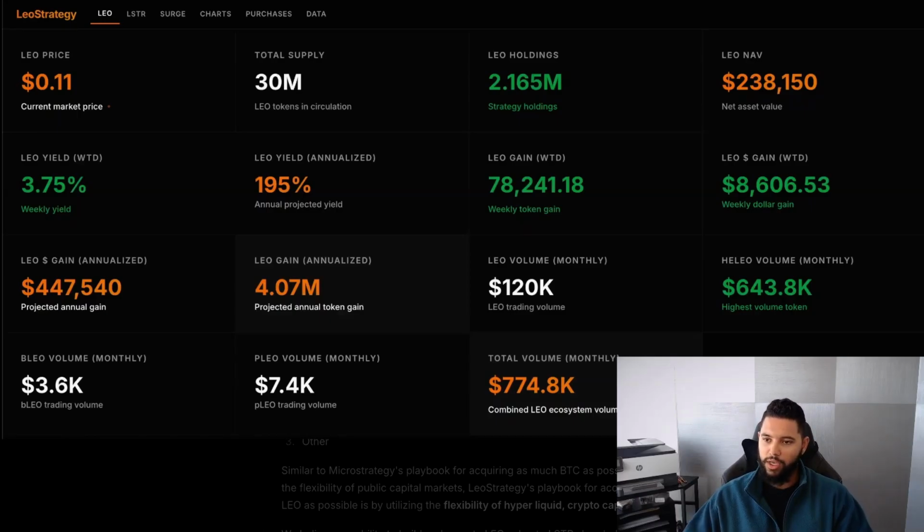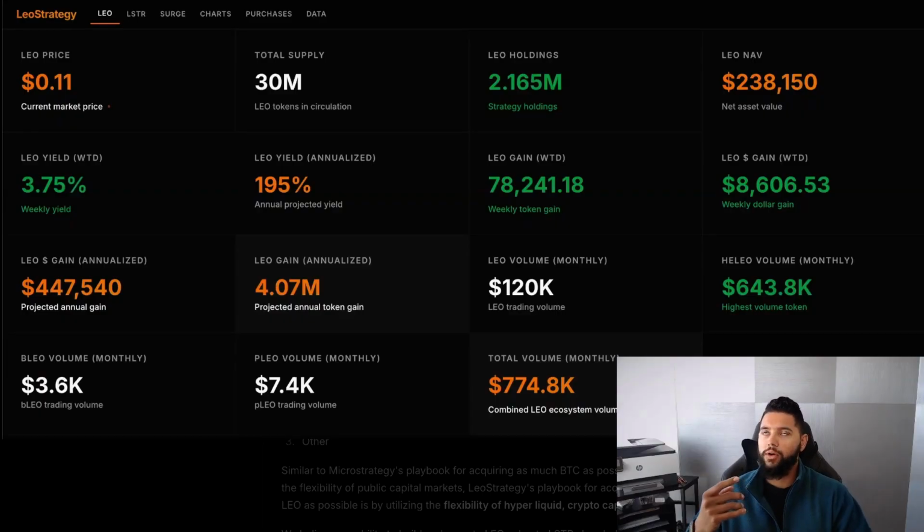So the LEO gain, like I said, was 78,000 over the past week. The dollar gain, so basically just taking the dollar value of that LEO, was $8,600 over the past week. And the dollar gain annualized would be $447,540 per year added to the fund, which is pretty crazy.